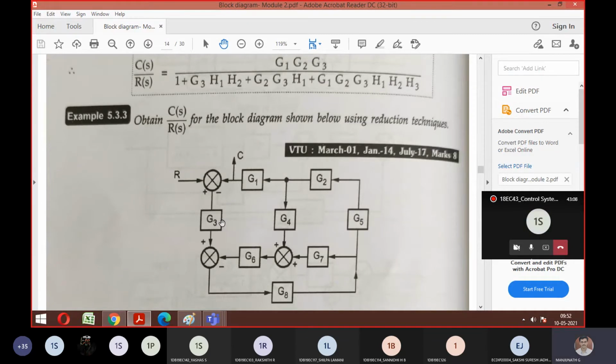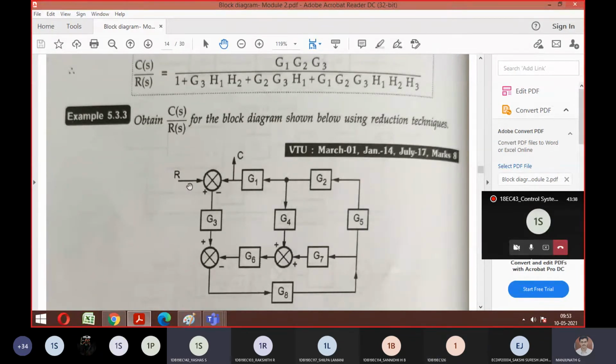So shall we trace the forward path and we'll try to go with the answer? Tell me how many forward paths you have, everyone. Forward paths. Look at the arrow mark clearly and tell me. I told you, forward path means input to output flow. One. Only one input.